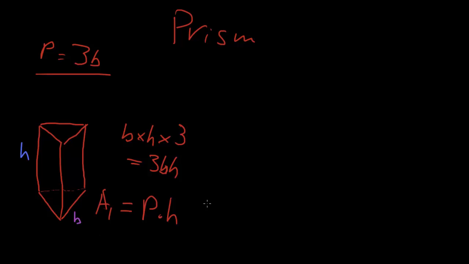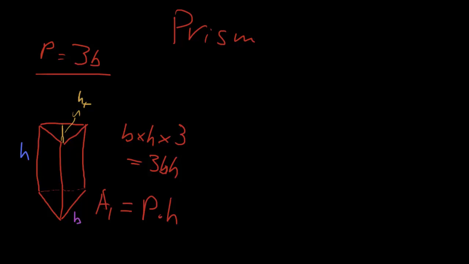Okay? Now we're not done. Obviously, the total area includes the bases, and the bases are triangles. Let's use this brown color. This guy here is the height of the triangle. It's HT, height of the triangle.